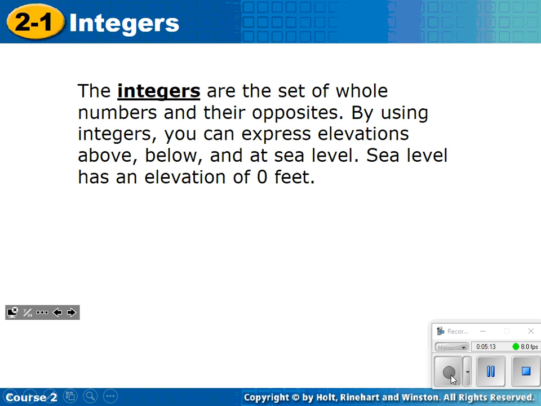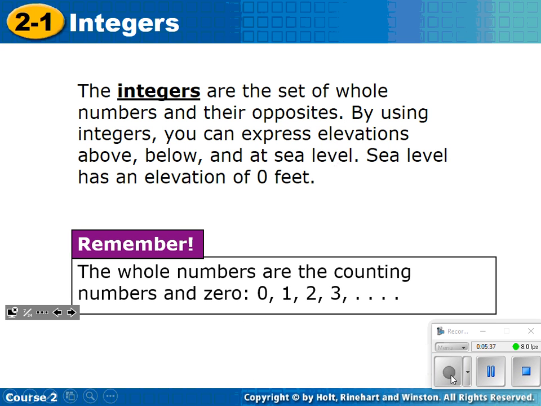And there are actually places in the world that are below sea level that are still on land. Death Valley in California is an example. It's actually lower than sea level. So if somehow we had a river from the Pacific Ocean to that valley, it would fill up with water. Anyway. Whole numbers are the counting numbers and 0. 0, 1, 2, 3, 4.